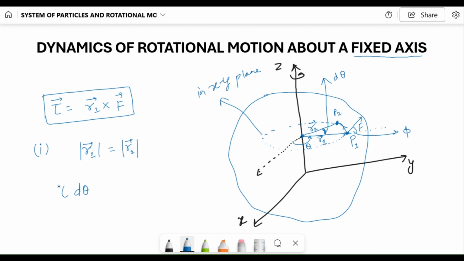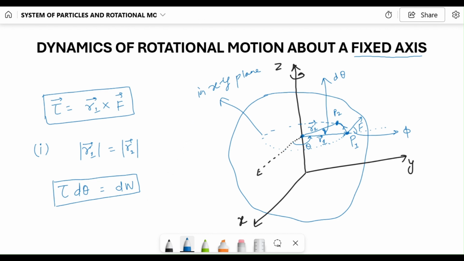And the torque is tau. So tau into d theta should be equal to the small work done while moving this particle from point P1 to P2. This is a small work done. And now if you want to know the total work done, we have to integrate this thing. So that is part of a later discussion.